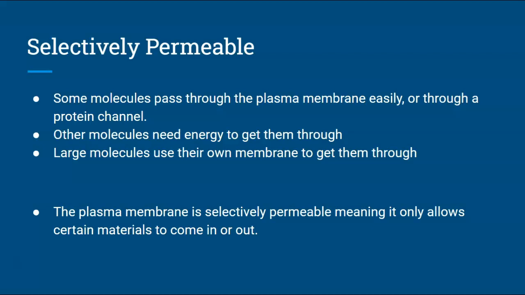Some molecules will pass through the plasma membrane really easily or through a protein channel, like I mentioned previously, and those are things like water or small ions. But other molecules need energy to get them through because they're either larger or the balance is off, and so you need energy to force those molecules to go in or out of the cell. And of course, if the molecules are too big, then they need to use proteins as well to get them in or out of the cell.